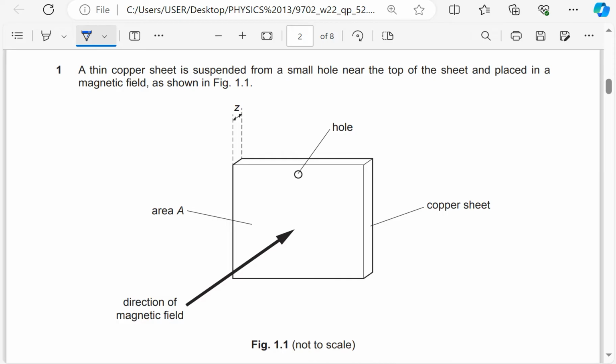So question number 1, a thin copper sheet is suspended from a small hole. This is almost the same as 5.1 that I solved recently, but slightly different. And placed in a magnetic field. So we need a magnetic field. I'll use a horseshoe magnet for a magnetic field. Because it's suspended, I'll try to find something that I would use to suspend this. I may use a thin metallic rod. I'm going to use a thin metallic rod to suspend this.